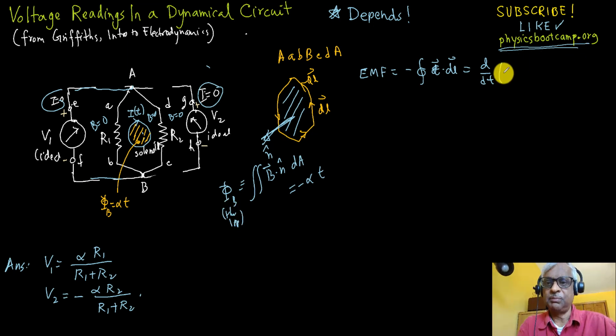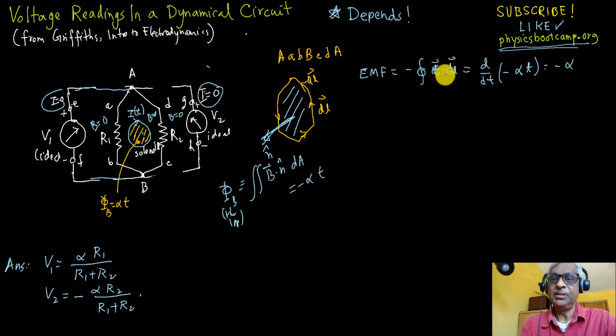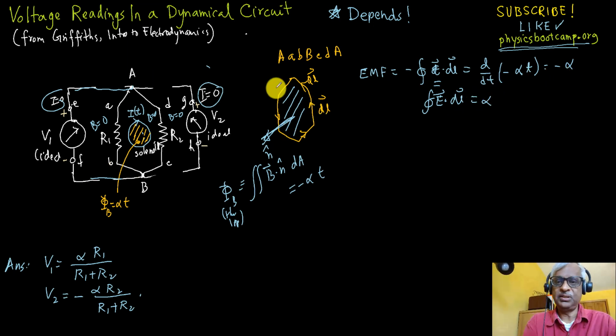So this is minus alpha t. So this just turns out to be minus alpha. So EMF is minus alpha. So you can see that E dot dl is alpha here for this loop in this orientation.